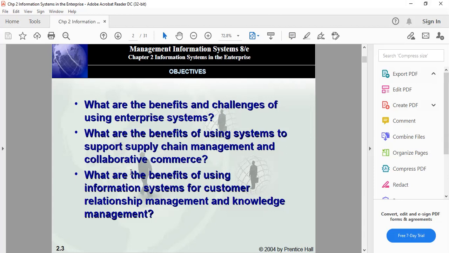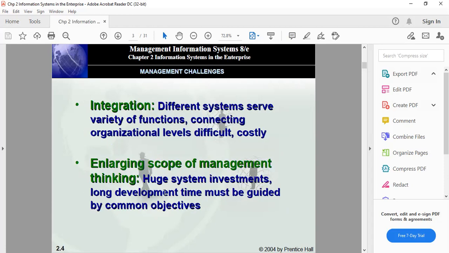Next is to discuss the benefits of using the enterprise system to support SCM. So there will be a review now of supply chain management and collaborative commerce, or doing business online with collaboration of different businesses. Next is to discuss the benefits of using information systems or IS for CRM, customer relationship management, and KM or knowledge management. All right, let's begin.